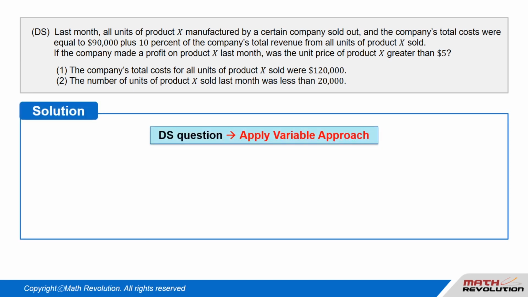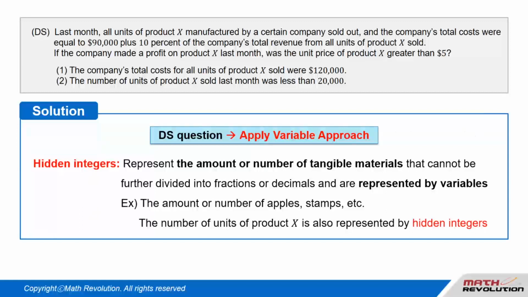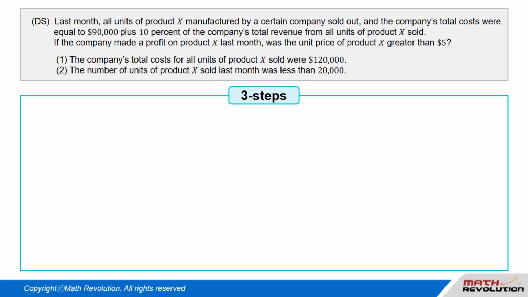Solution. Now let's solve this DS question using the variable approach. Hidden integers. Hidden integers represent the amount or number of tangible materials that cannot be further divided into fractions or decimals, i.e., the amount or number of apples, stamps, etc., and are represented by variables. The number of units of product X is represented by a hidden integer. Let's apply the 3 steps suggested previously.